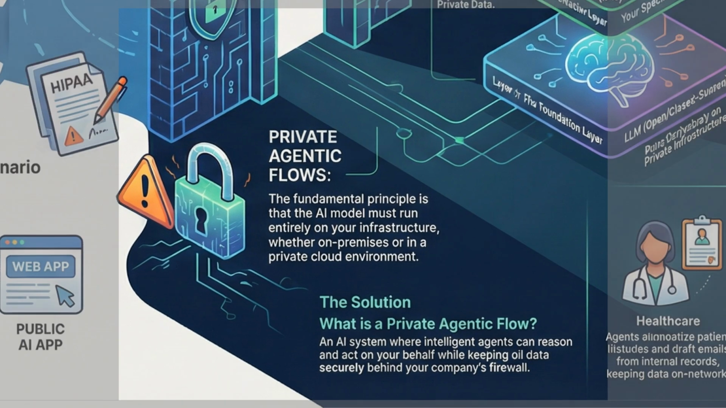A private agentic flow is an AI-powered process that can reason, plan, and act on your behalf while constrained to internal tools and data. The agent orchestrates tasks like querying internal databases, calling secure APIs, and drafting documents, yet all inputs, intermediate steps, and outputs remain inside your organization's controlled environment.